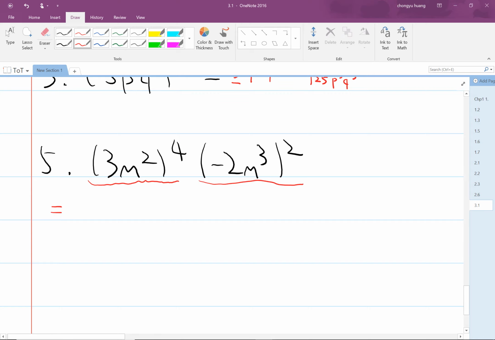So how do we get rid of them? We have to use the property. You want to make sure you can actually use the property over here. On the left hand side, we have the bracket 3m to the power 2, and then the bracket to the power 4. 3 is a real number, and 4 is a positive integer.